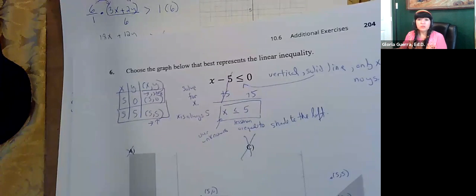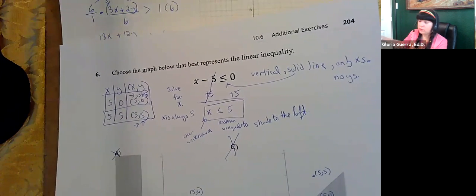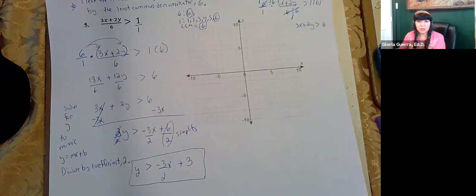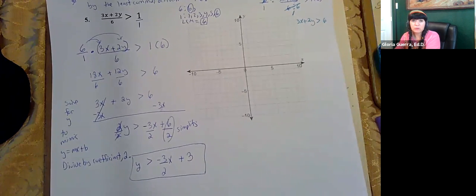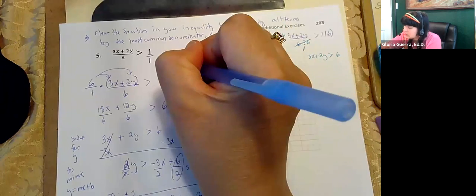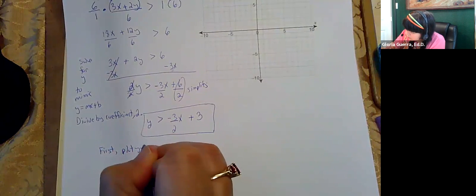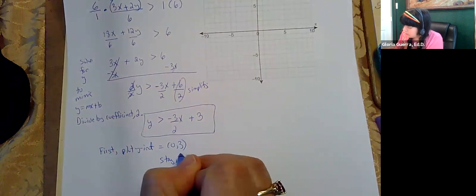On number 6, the only reason why we solved for x was because you didn't have any y's. So the next best thing is to solve for x. But on number 5, you have x's and y's. On number 5, you're going to have a slanted line, so you need to solve for y. So we first clear the fraction, multiplying everybody by the least common denominator, the least common multiple, which was 6. That cleared the fraction, and then we just started solving for y. The first thing you want to do is plot the y-intercept, which is 0, 3.